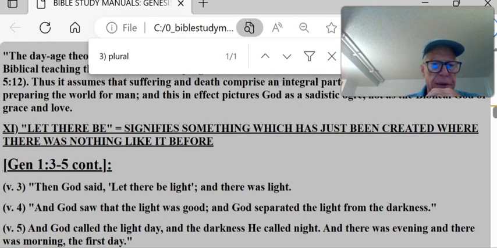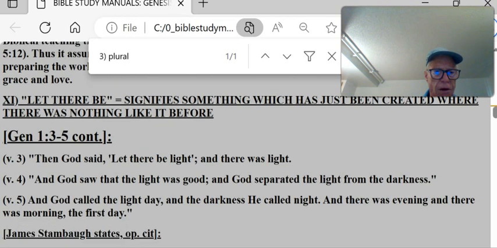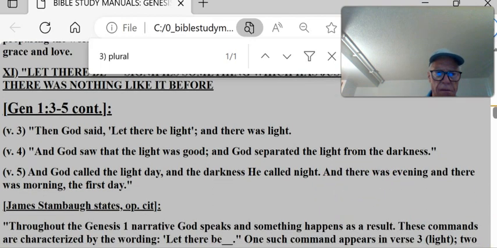Eleven. "Let there be" signifies something which has just been created, where there was nothing like it before. Then God said, "Let there be light," and there was light. It didn't say light-bearing bodies, did it? And God saw that the light was good. And God separated the light from the darkness. And God called the light day, and the darkness he called night. And there was evening, and there was morning, the first day.